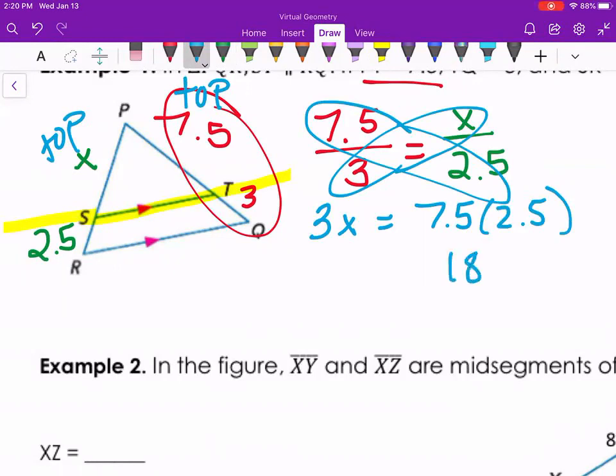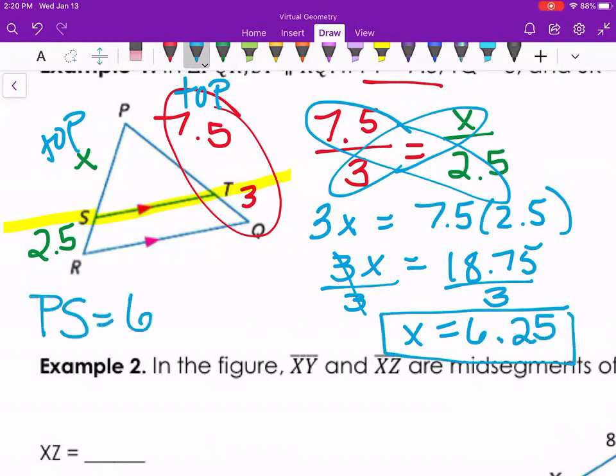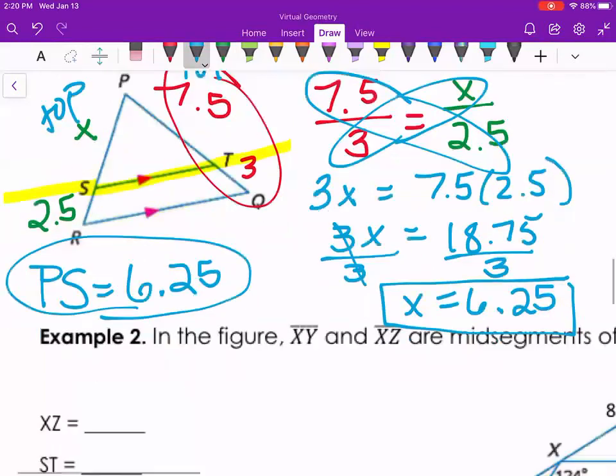That is 18.75 is equal to 3x. And now we can divide out the 3. And I get 6.25. And there's my missing piece. So PS has a length of 6.25. And there's my final, because it wanted the length of PS. All right, so again, that's using your proportional parts in the triangle.